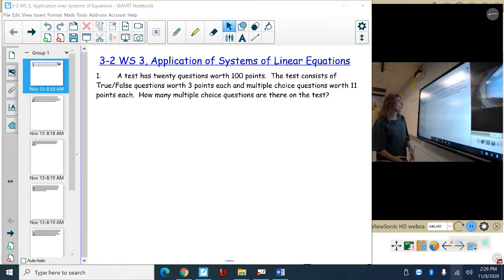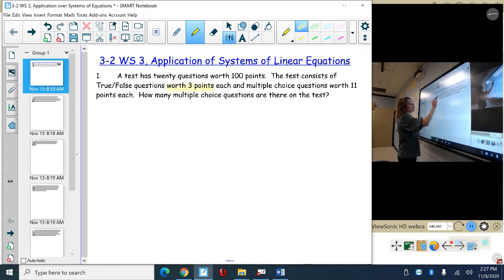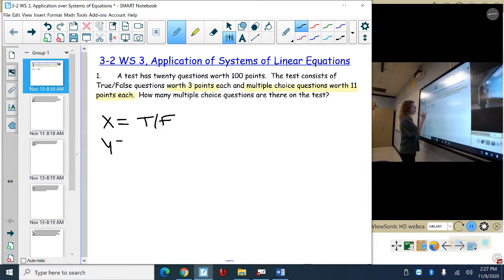So a test has 20 questions worth 100 points. The test consists of true and false questions worth 3 points each and multiple choice questions worth 11 points each. How many multiple choice questions are there on the test? Okay, so I have a couple things I need to be thinking about here. I have to come up with two equations with the exact same two unknowns. So the very first thing my brain is thinking about is that I have two different types of questions. So I'm going to have X be my true and false questions, and I'm going to have Y be my multiple choice questions. Doesn't that make sense?